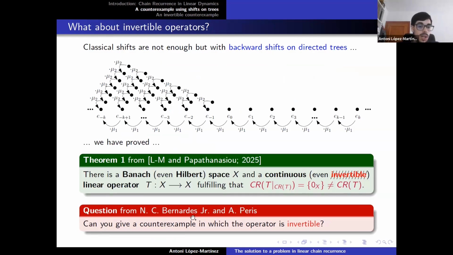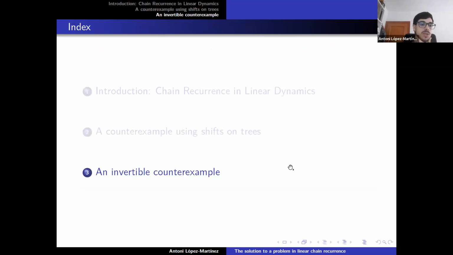And we went to Nilsson, Bernardes, and Peris, who posed the problem, and we told them, okay, we have solved the problem. And they said, okay, very nice, but can you give an invertible counterexample? Because if you remember, for compact spaces, the result is true when you have a homeomorphism. So they really wanted to have an invertible counterexample.